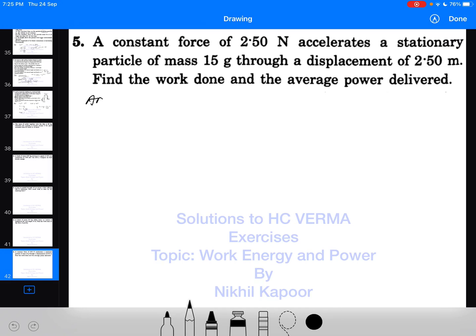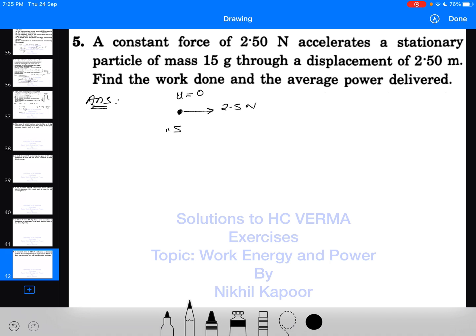With the fifth example from the exercises. What is said here? A constant force of 2.5 Newton acts on a stationary particle. So here this is the stationary particle, that is initially it is in a state of rest, and a force of 2.5 Newton is acting on it.